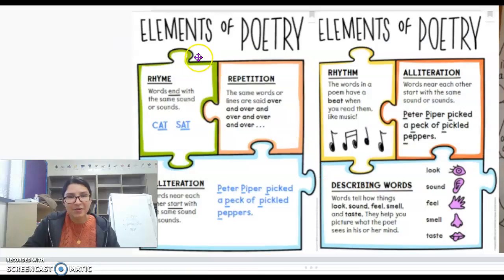Okay, I hope you like that little review over the different elements of poetry, which are rhyme, repetition, alliteration, describing words, or your senses. Okay.